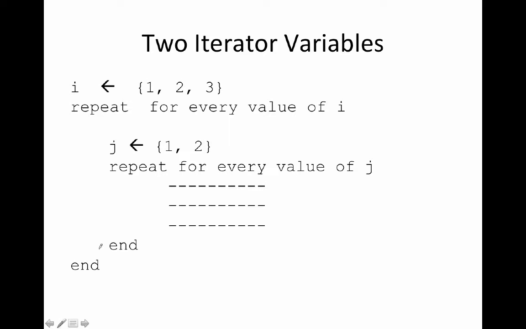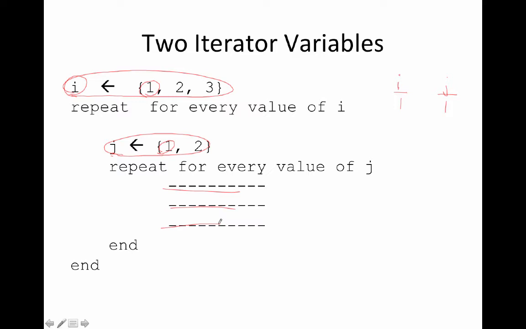So here's an example of a nested counted loop in which we have 2 iterator variables. So for my outer loop, I'm going to have an iterator variable i, which is going to go through the values from 1 through 3. My inner loop is going to have an iterator variable j, which goes through the values 1 and then 2. Okay, so let's keep track over here of the values of the variables i and j. So i starts off with the value 1, and we're going to repeat for the value of i, which is 1. j starts out with 1. So we're going to repeat this for every value of j.